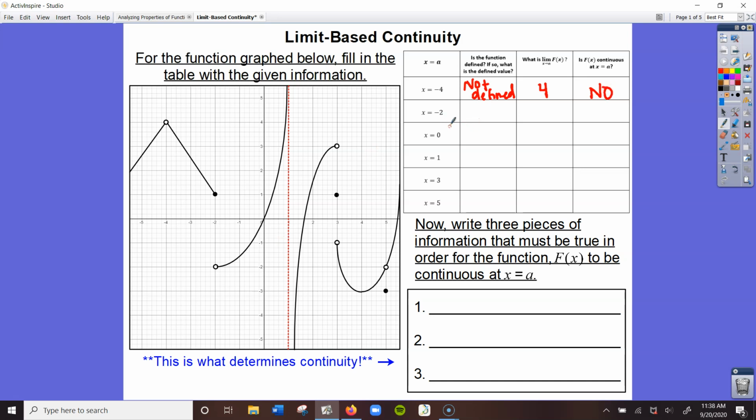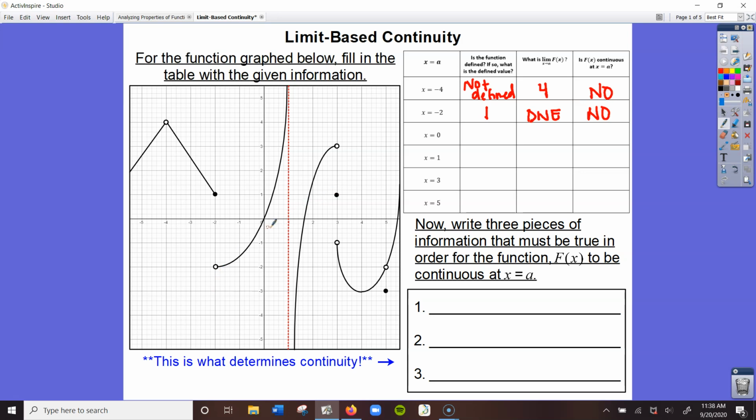Moving on to x is equal to -2. When I look at x is -2, I do have a defined value which is equal to 1. If I look for the limit, now remember that this is the general limit. So I'm looking at the left and the right, and they are equal to two separate values, so this limit does not exist. Now by looking at it, we can see that there is a jump discontinuity here since we have that vertical gap, so this is not continuous.